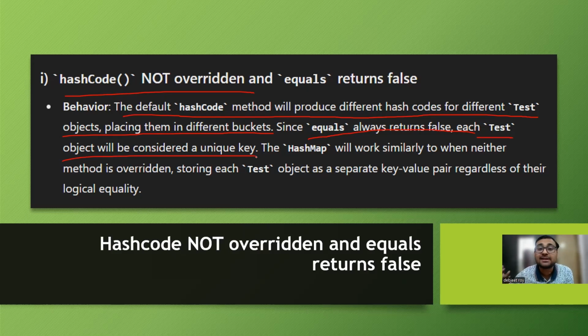Okay, so there can be a chance that two objects are equal because that particular object is logically already there in the hash map, but you are trying to put the same object again and again into the hash map, but the equals method returns false, so it will consider those objects as different and unique objects. So it will be connected in the form of a linked list, node after node after node. Okay, so the HashMap will work similar to when neither method is overridden, storing each test object as a separate key value pair regardless of their logical equality.